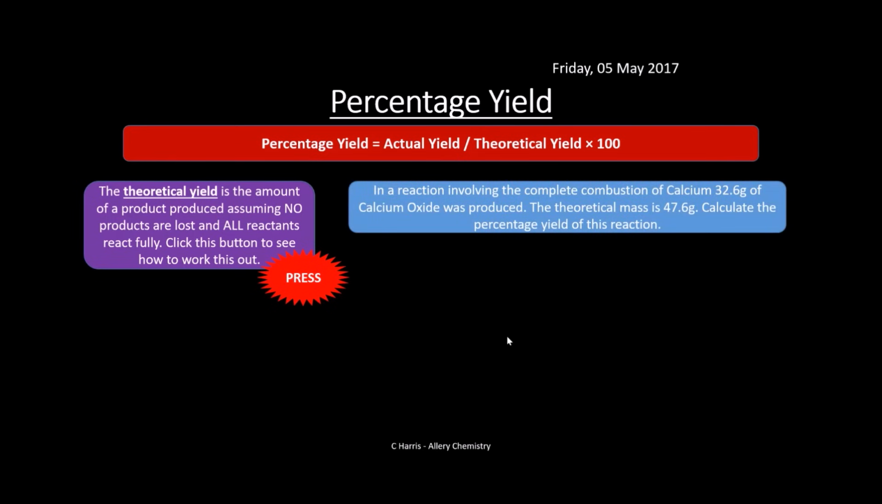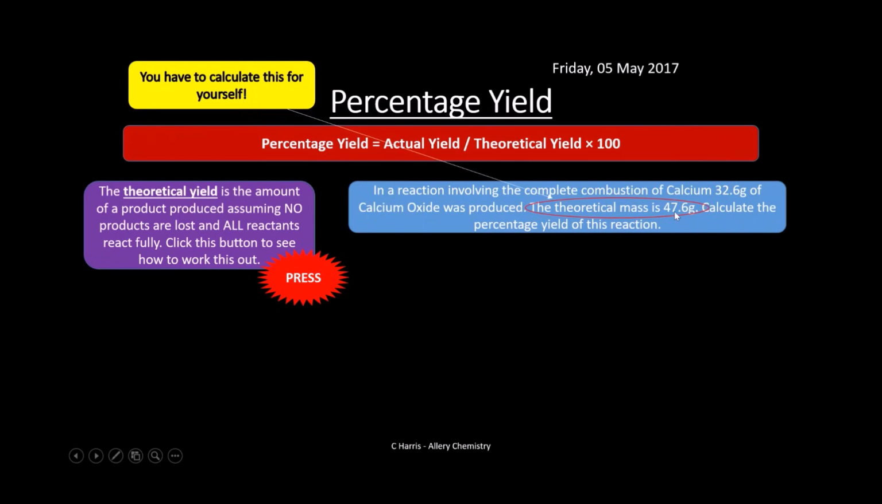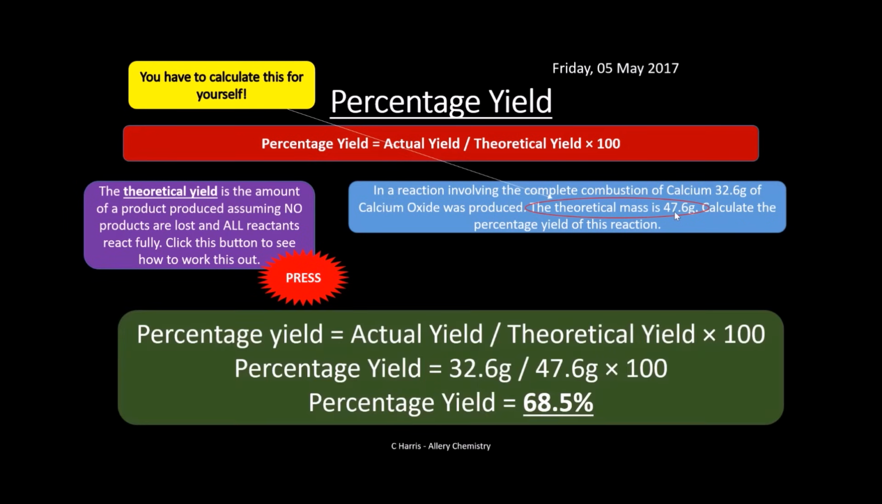So let's use this one. In a reaction involving the complete combustion of calcium, 32.6 grams of calcium oxide was produced. The theoretical mass is 47.6 grams. Now, you would have to work out the theoretical mass, but to save time, I've included it here. Now, the percentage yield is dead easy. Like I said, you've got to calculate that bit yourself. Percentage yield is actual yield over theoretical, 32.6 over 47.6 times by 100. In this case, the percentage yield is 68.5%.